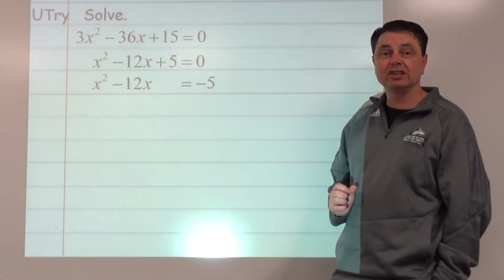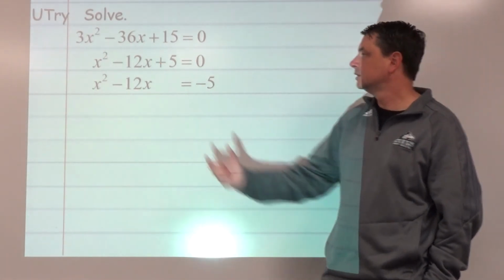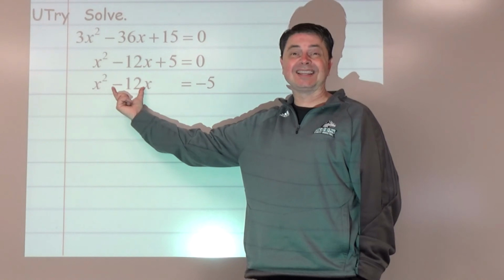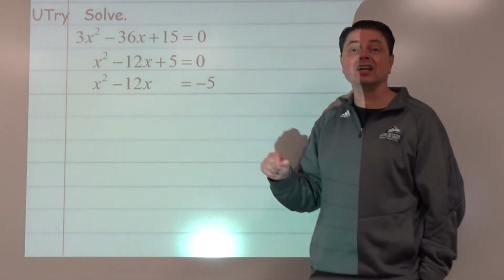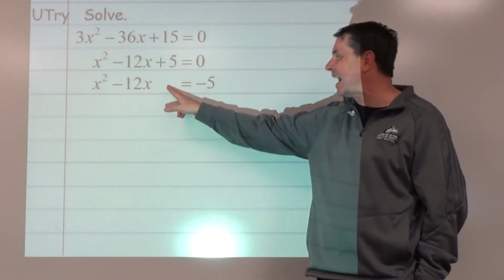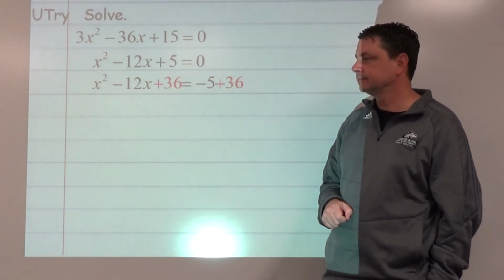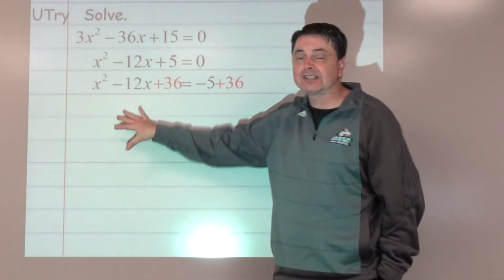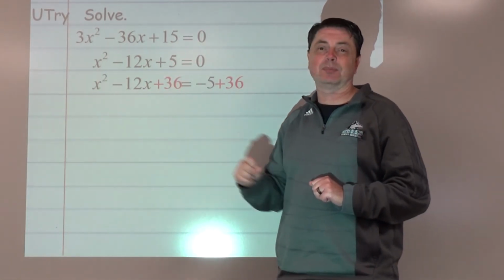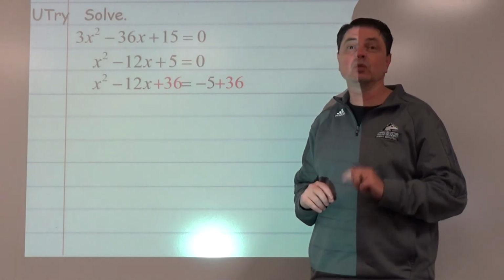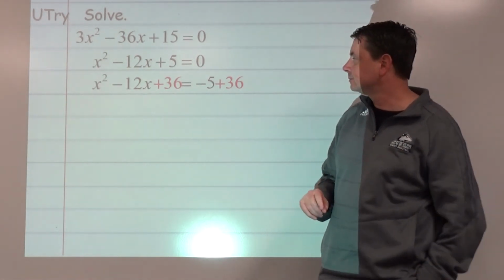Now we're ready to complete the square. Let's find the c. Divide this by 2. Get negative 6. Square that, you get 36. Add that to both sides. On the left side, we're going to write it as a square. X, what did we square to get the 36? It was negative 6.